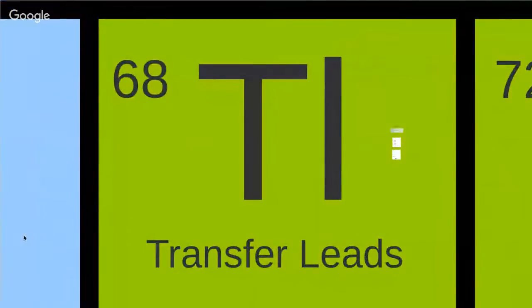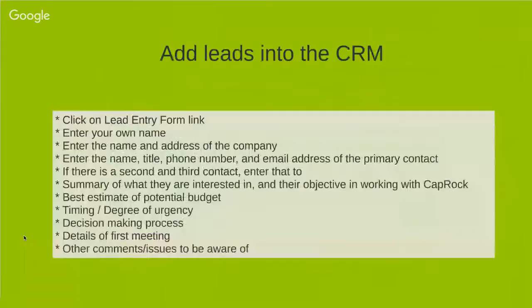Okay, so now let's get into the weeds a little bit. How do we transfer leads? Once you have somebody that has some interest and they would like to meet with us, how do we do that? Well, what we do is we'll send you a link to a simple data entry form where you can put the information in. It goes to our database, and then we begin to move from there.